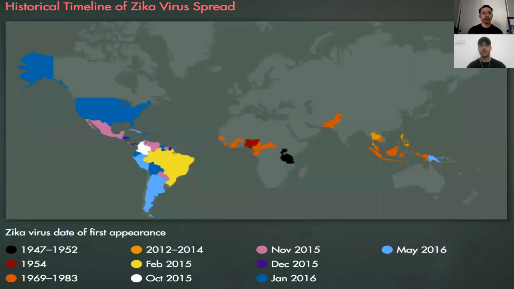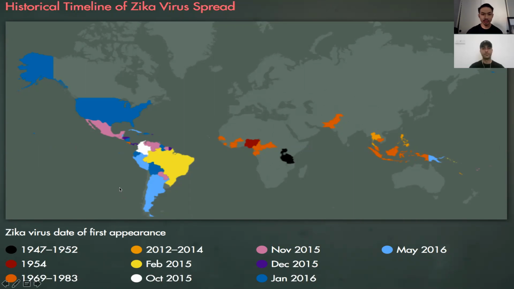In this figure here, we have the historical timeline of Zika virus spread. Over here, you can see Uganda in black. This is the location of the first discovery of the virus in rhesus monkeys, along with the first human case in 1952, which occurred in Uganda and Tanzania. The dark yellow, as depicted here, shows how it began spreading across the Pacific Islands from 2012 to 2014. And in 2015 to 2016, we see large outbreaks over here as the Zika virus spreads across the Americas.